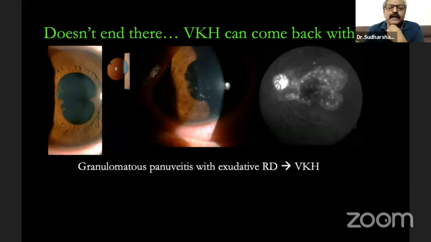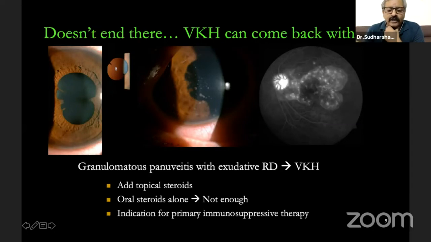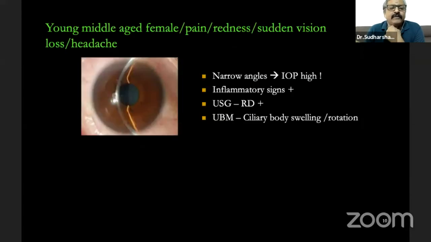But VKH doesn't end there. VKH can come back as a granulomatous pan-uveitis, and can again come back with subretinal fluid pockets or exudative retinal detachment. So it's very important that you treat the anterior uveitis part also, and add topical steroids. Oral steroids alone may not be enough. VKH is one of the primary indications for primary immunosuppressive therapy. You need to start immunosuppressive therapy as early as possible so that the patient doesn't end up losing vision.